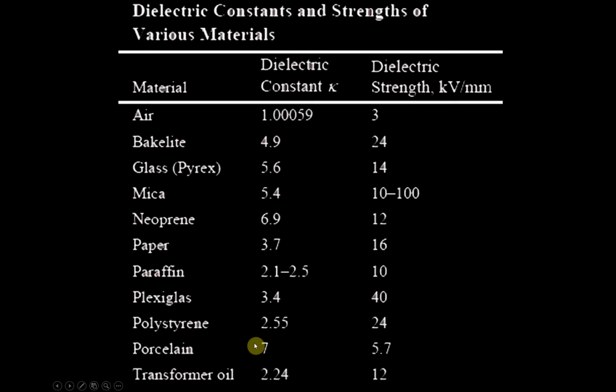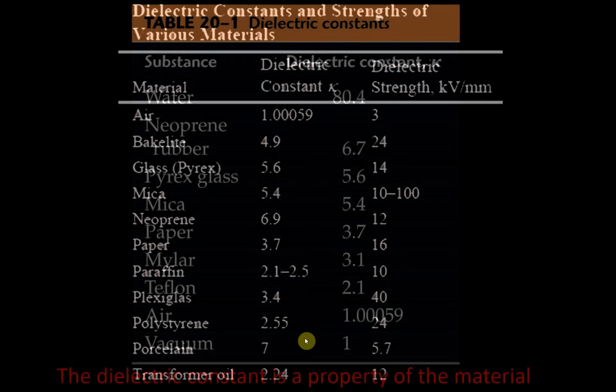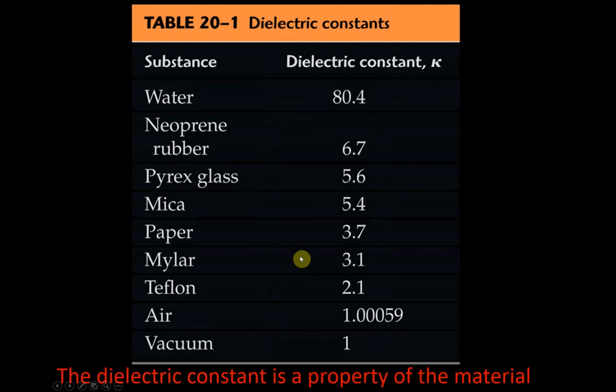Polystyrene, porcelain, which is also an electrical insulator. The house I'm living in currently actually has old porcelain insulators down in the basement. They're no longer used, but this house is old enough to actually have very old porcelain insulation. And of course things like transformer oil, which is designed specifically for this purpose. And there's just typical dielectric constants in a more concise table. Water at 80, vacuum at 1. Air, of course, for our purposes, we can compare to vacuum.